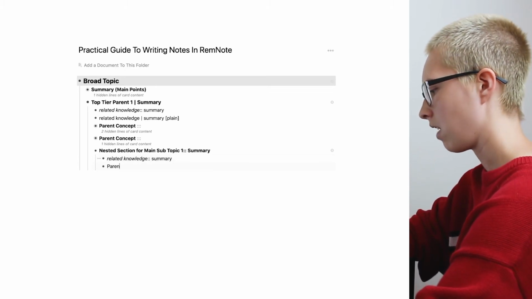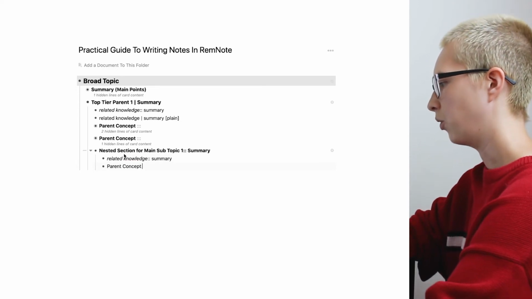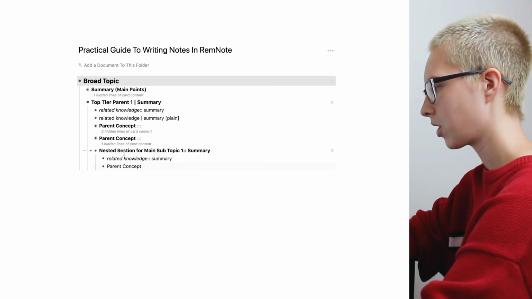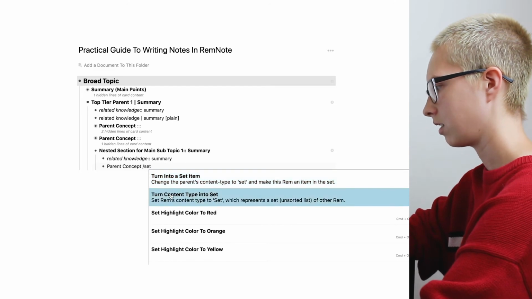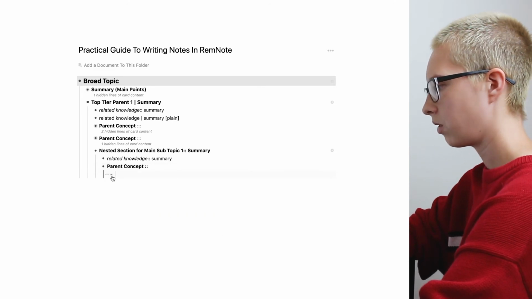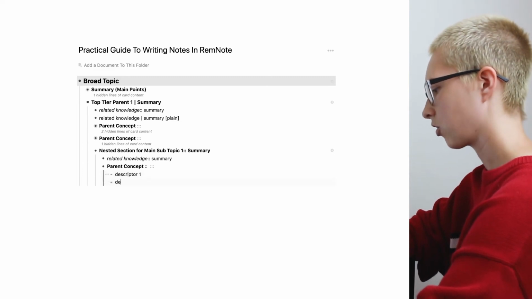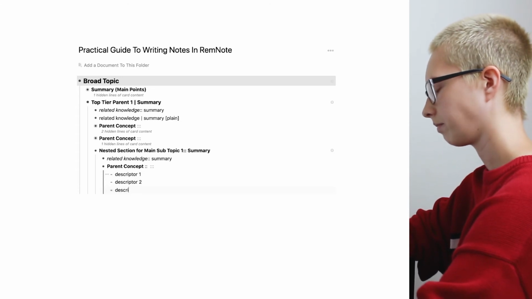Below that I have a parent concept. Now for this one, I want to create a multi-line list again, but I want to create something a little different. It's going to be called a set. So I'm going to turn this concept type into a set. You'll notice that instead of a bullet point, we have a dash. So let's fill this in. Let's say descriptor 1 and descriptor 2 and descriptor 3.